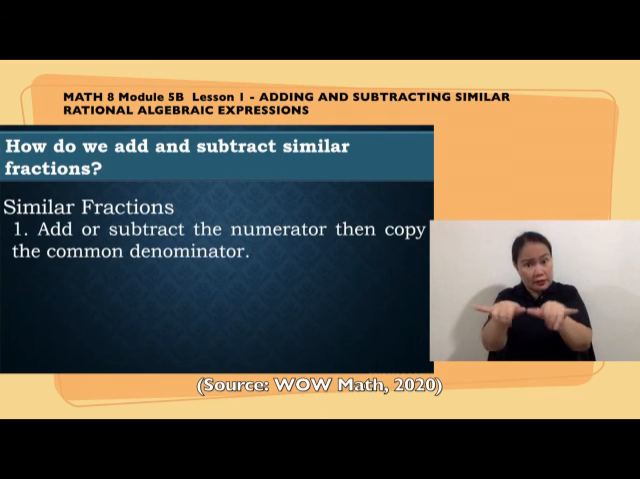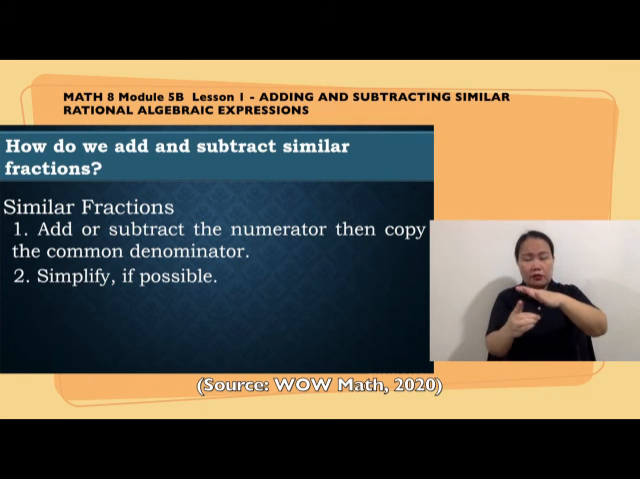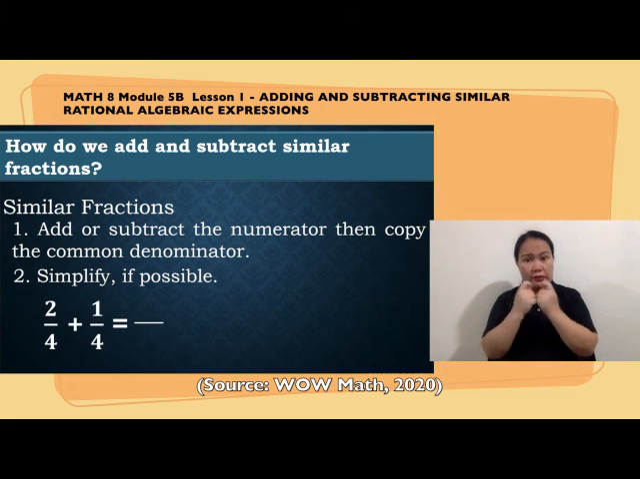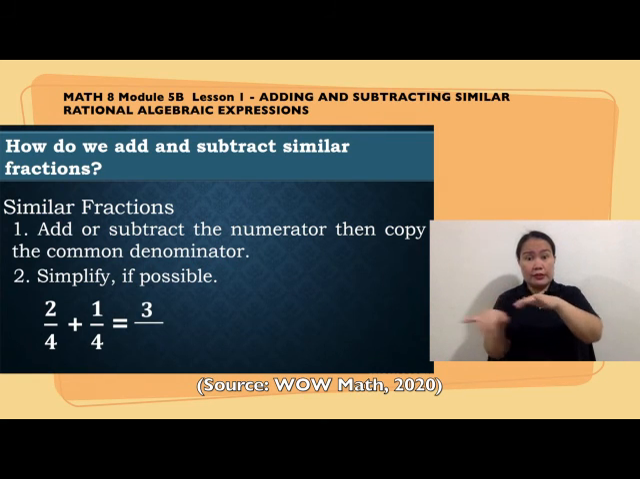In adding similar fractions, we will add or subtract the numerator, then we will copy the denominator. Next is simplify if possible. Pag sinabi nating simplify, ito yung tinatawag nating lowest term. Okay? So, let us have an example. I have 2/4 plus 1/4, so 2 plus 1 is 3, and then copy the denominator, so we have 3/4.